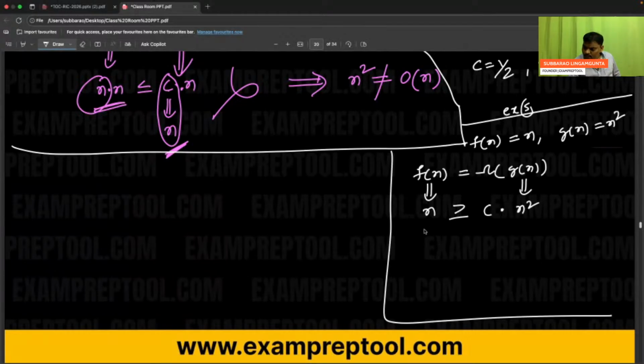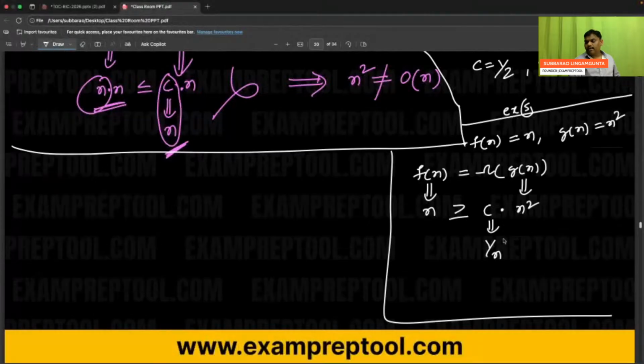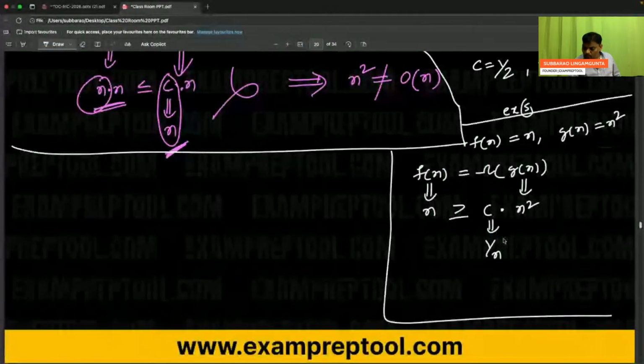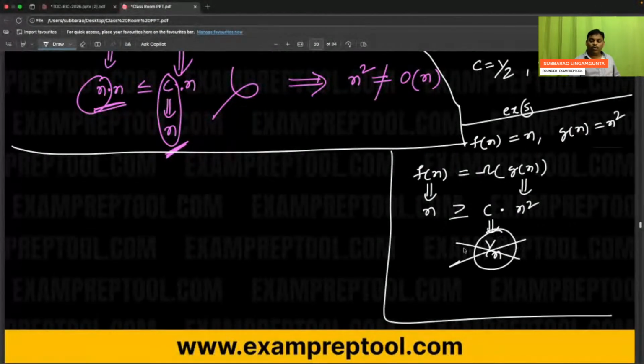So left will be bigger or equal. If I take C value as 1 by n, then 1 by n into n square, both get cancelled. So left is n, right is also n. If I take C value as 1 by n, left is n greater than or equal to right, which is 1 by n into n square. N and n square get cancelled, so n is greater than or equal to n. But the problem is, it is a function. You cannot take a function's help. You have to take constant help only.